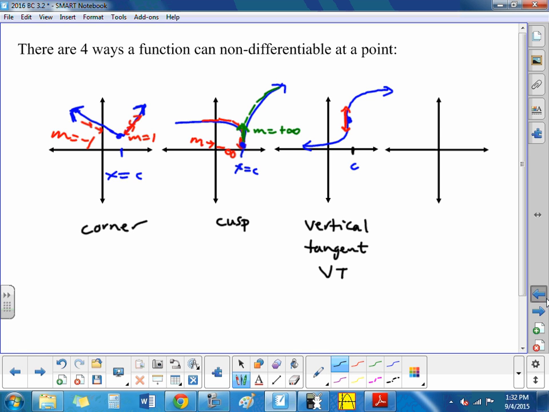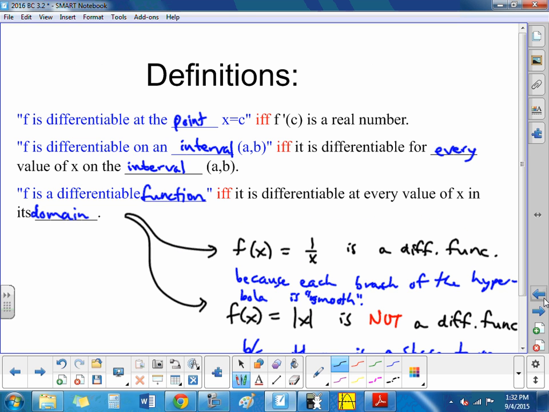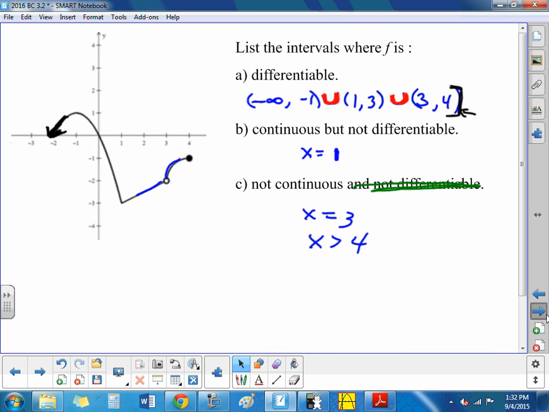Let's go back to our first slide today. What does the first sentence say? It will be differentiable at c if what? The slope is a real number. It doesn't say it's differentiable if you can draw a tangent line. It's differentiable if you can draw a tangent line, and that slope is a real number. Infinity is not a number. Okay, that's an idea.